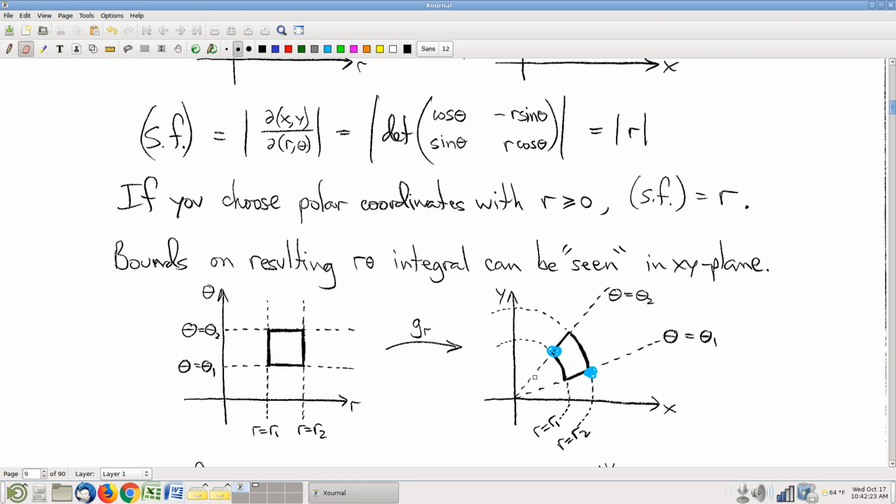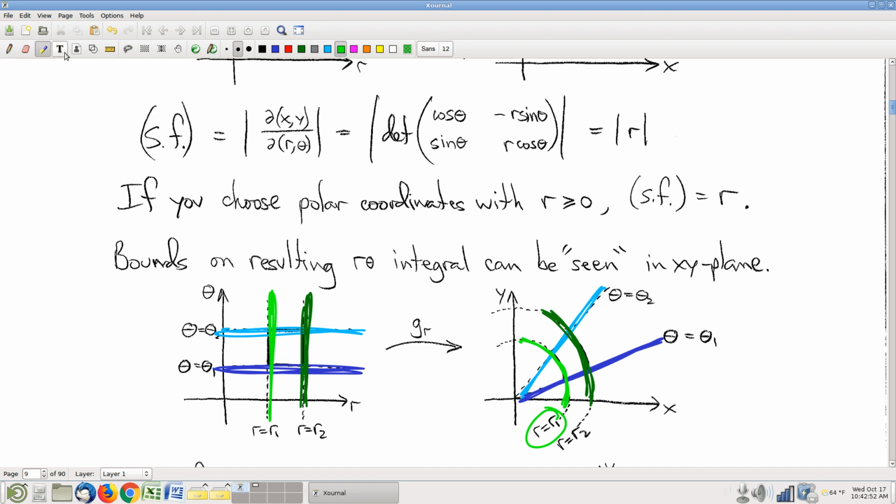Right? Okay. Not hard to persuade yourself, though, that the pullbacks, right, this line, theta equals theta 2, well, that becomes that line. And let's see here, likewise, this line becomes that line. And this curve, well, that's where r is a fixed constant value, r1, so that becomes that. And this curve there becomes that. The pullback domain is a rectangle. Everybody happy with that? Okay.